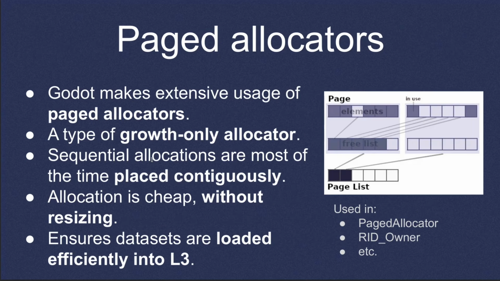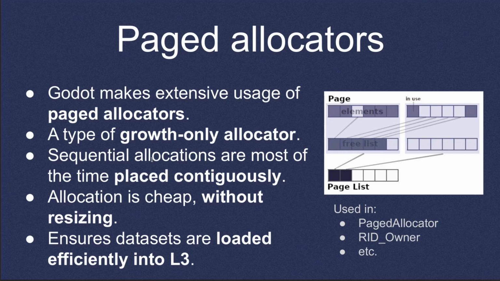So something that Godot does is paged allocators. For example, this is a type of growth-only allocator that allocates by pages. You allocate something and it's going to allocate a page of elements. And if you need another element that surpasses this, it's going to allocate another page. It's again the same kind of thing, but growth only.